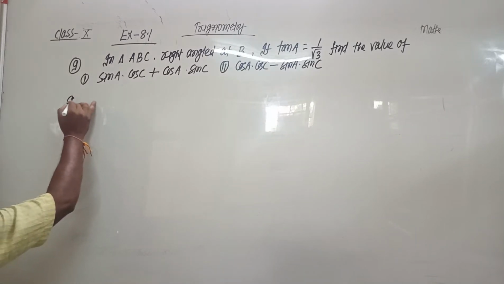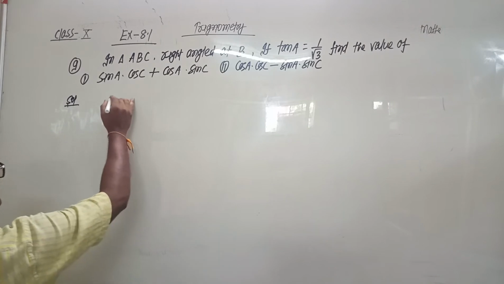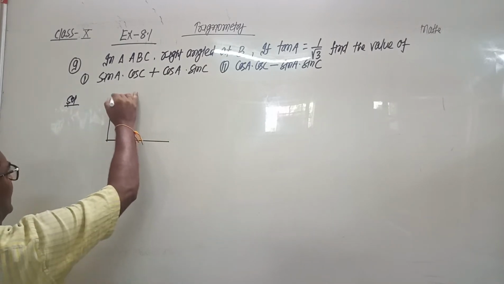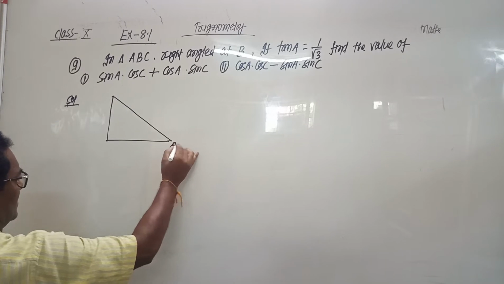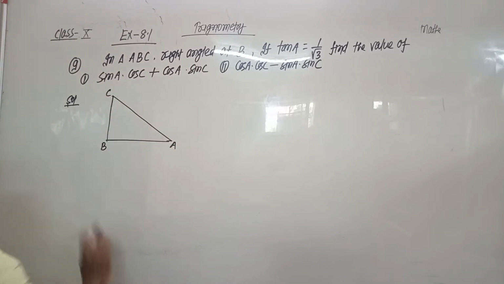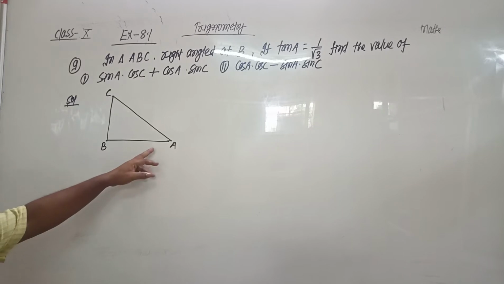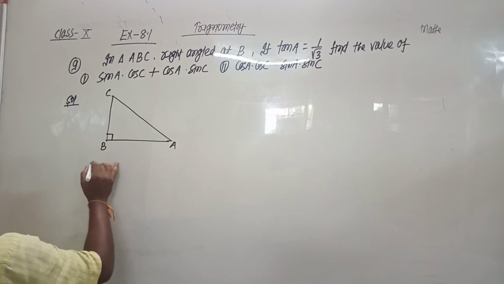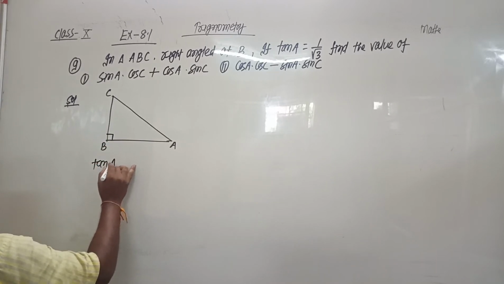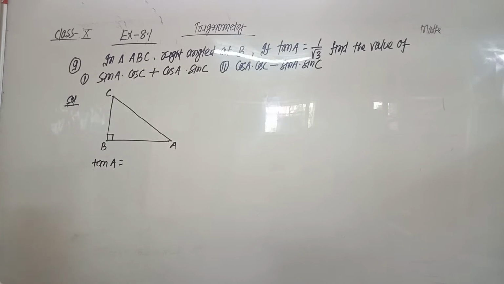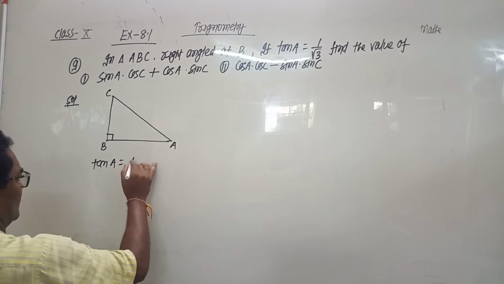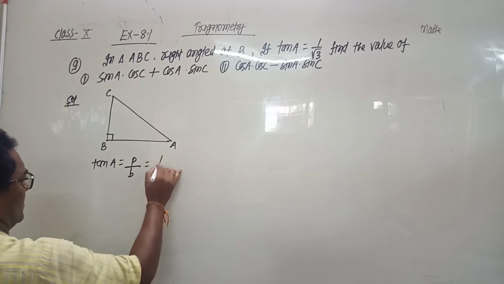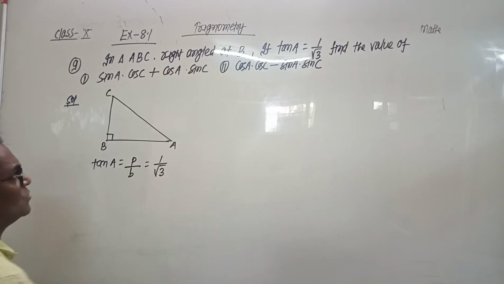So we have a right triangle ABC in which angle B is 90 degrees. Angle A is acute, and we have been given tan A. For acute angle A, this is the perpendicular and this is the base. The formula for tan is perpendicular upon base, which is given as 1 by root 3.